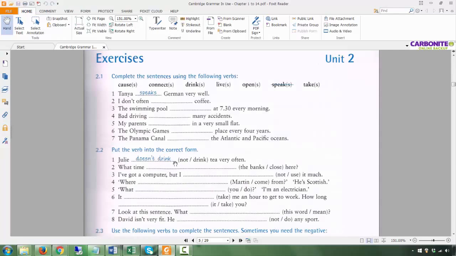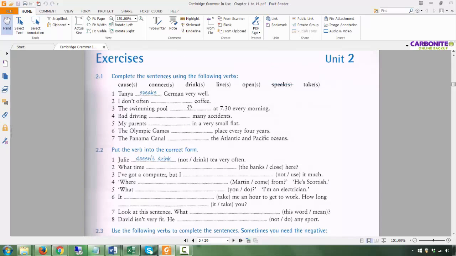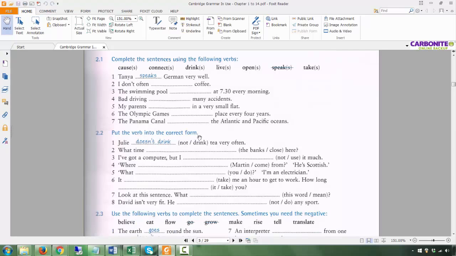In these two units, you already know what tense to use, so you're not going to use the wrong tense or the wrong meaning. So it's the formation that you really need to take note of. Then put in the correct form. Again, some of these are negative, and then you have some questions. So again, this is quite difficult.